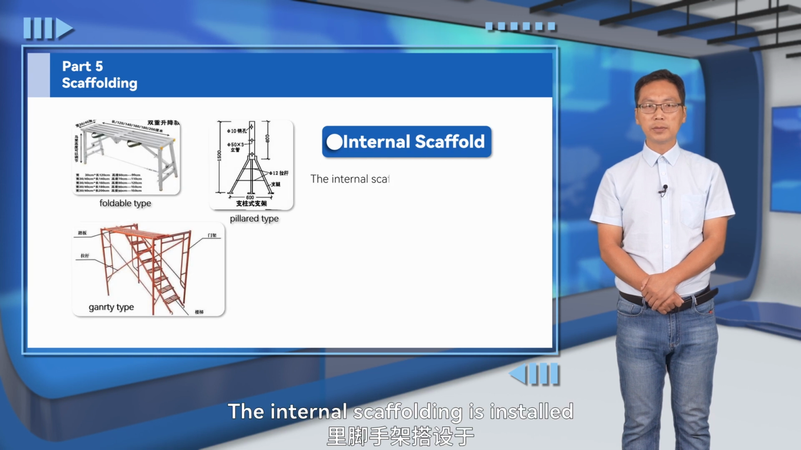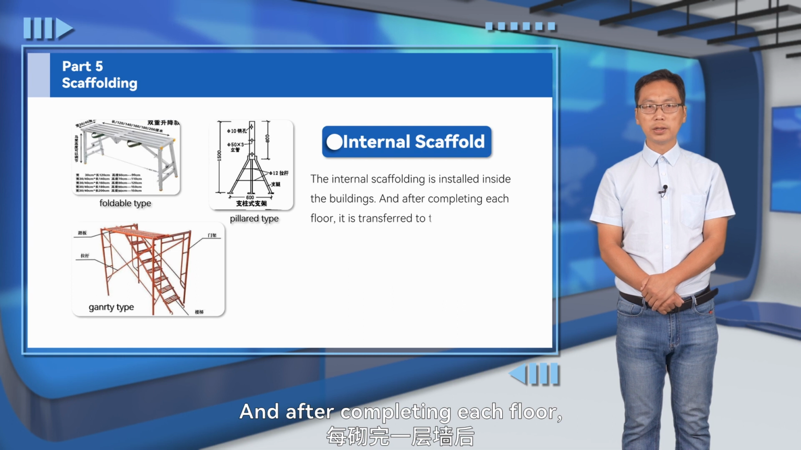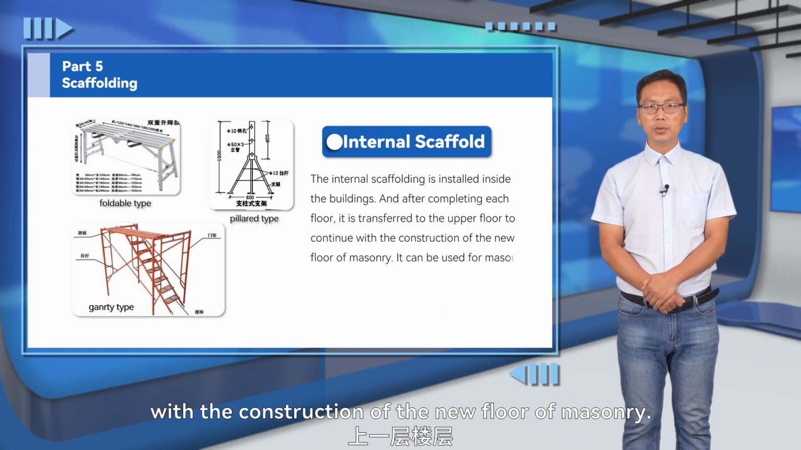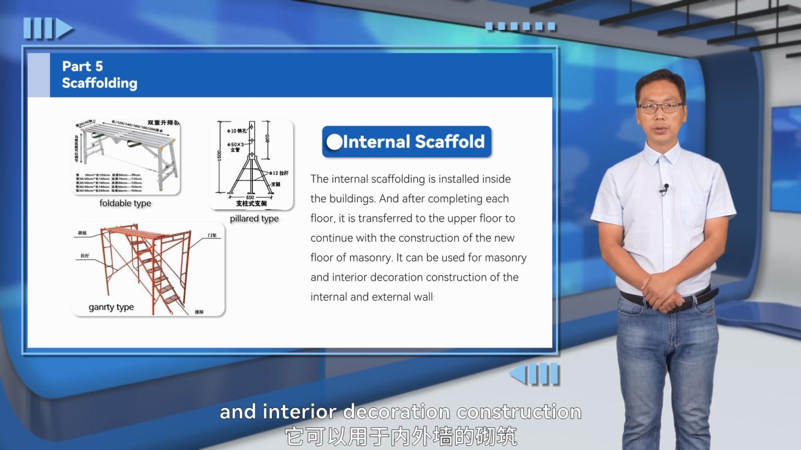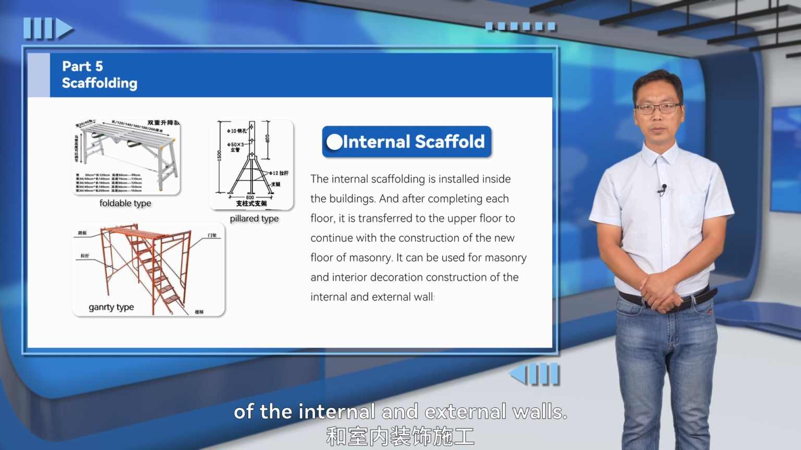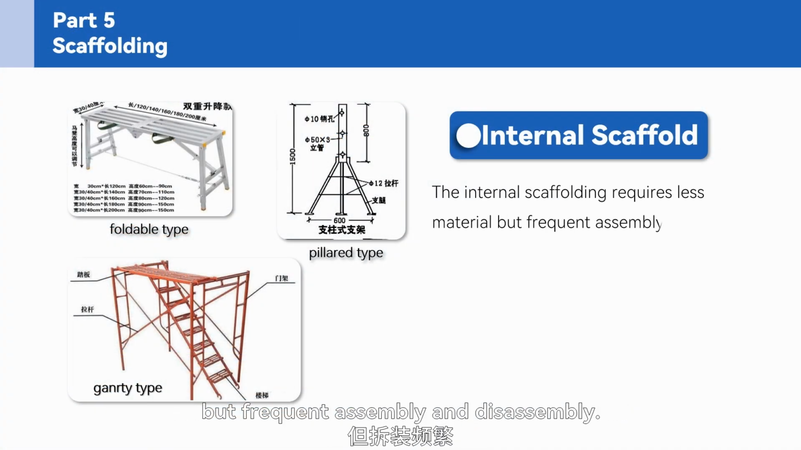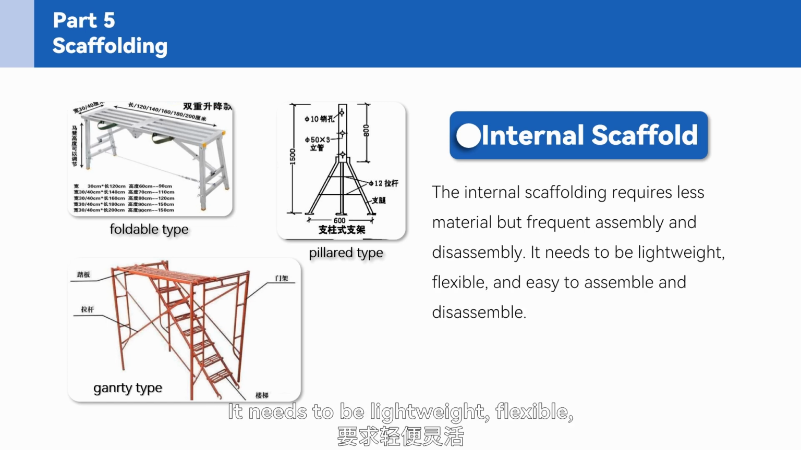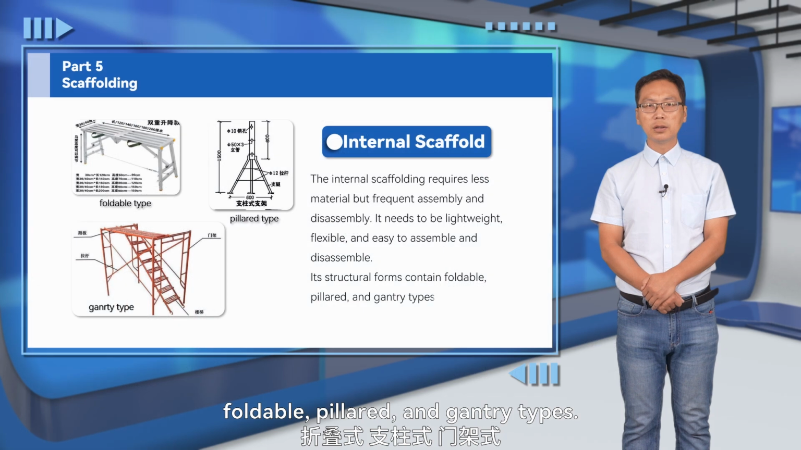2. Internal scaffolding. The internal scaffolding is installed inside the buildings. And after completing each floor, it is transferred to the upper floor to continue with the construction of the new floor of masonry. It can be used for masonry and interior decoration construction of the internal and external walls. The internal scaffolding requires less material but frequent assembly and disassembly. It needs to be lightweight, flexible, and easy to assemble and disassemble. Its structural forms contain foldable, pillared, and gantry types.